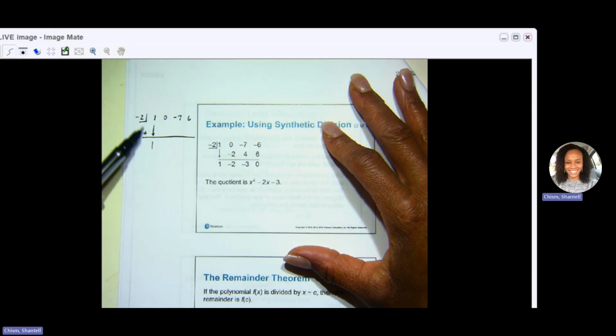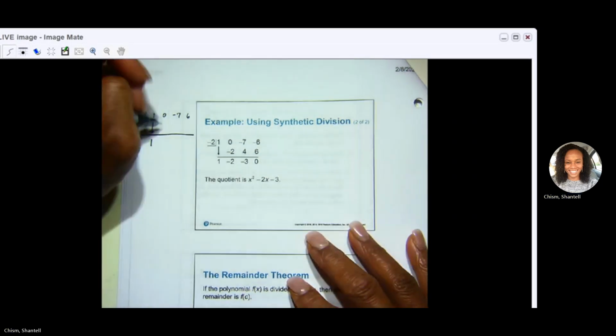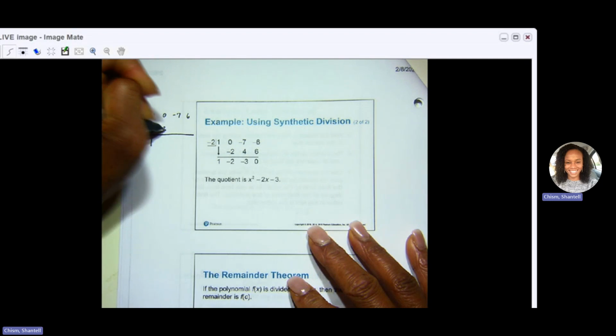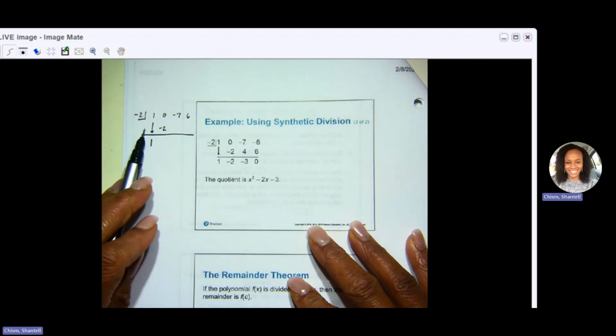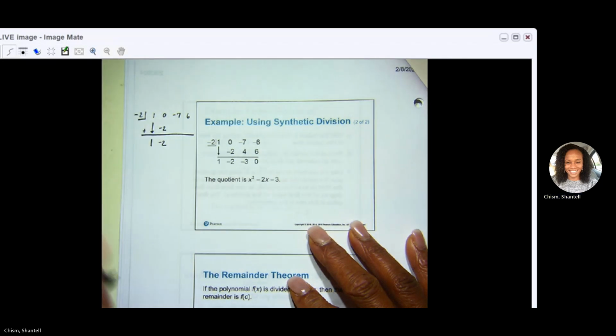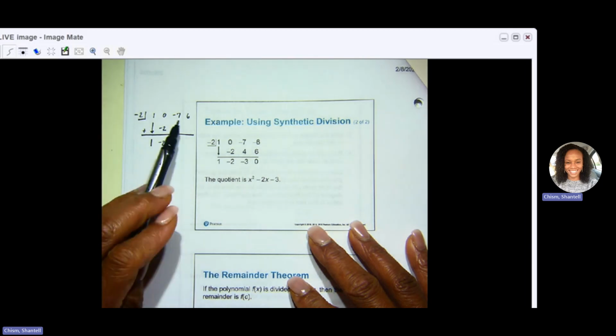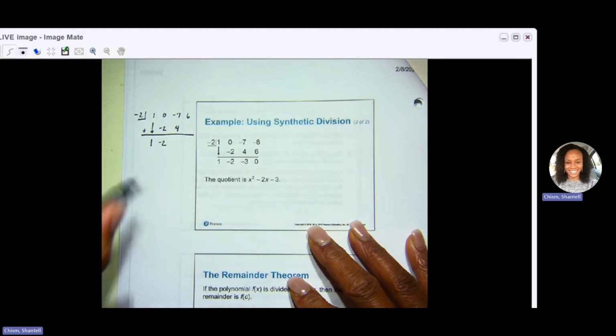Then I say -2 times 1. That gives me a -2. I put that -2 in that second column. And notice that I wrote a plus here because I'm going to be adding to bring down the next term. So 0 plus a -2 gives me a -2. Then I say -2 times -2. That gives me a +4. I put that 4 in the next column. And then I say negative 7 plus 4. That gives me a negative 3.